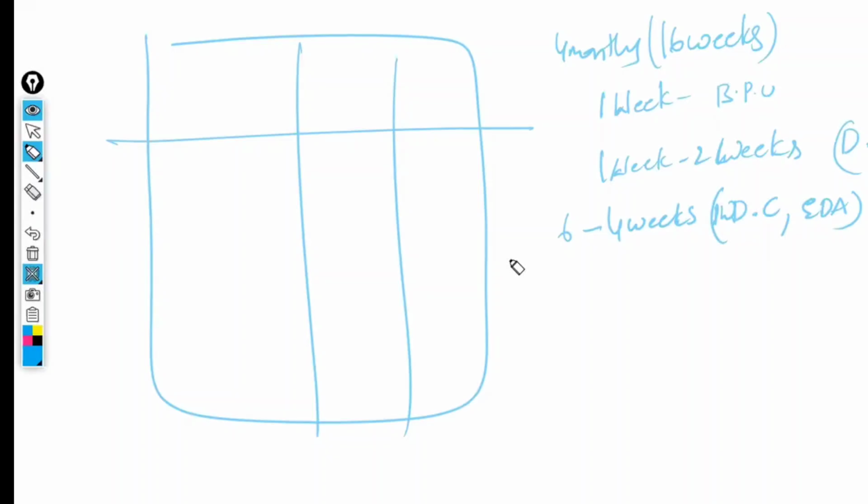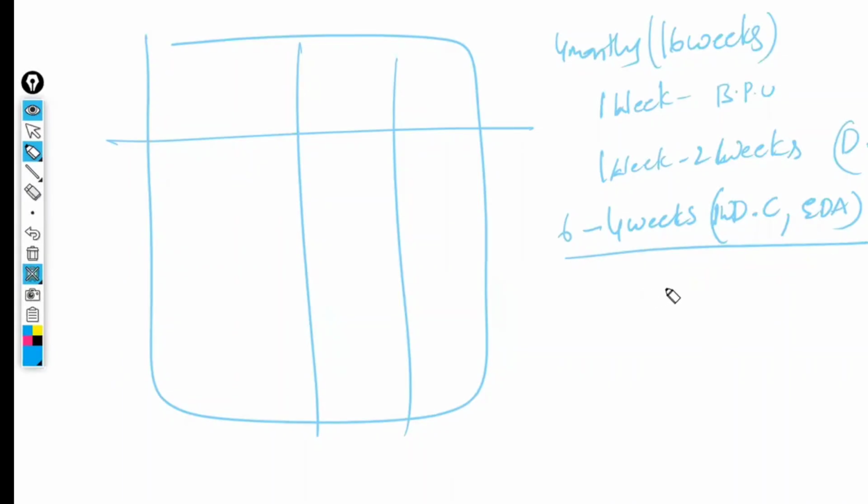Minimum of 4 weeks, maximum 6 weeks. Right? So for 4 to 6 weeks, we are going to work only on the EDA and data cleaning. Different types of data cleaning processes: duplicates, replacement, and proper order. And this is one of the most important stages in the entire data science.